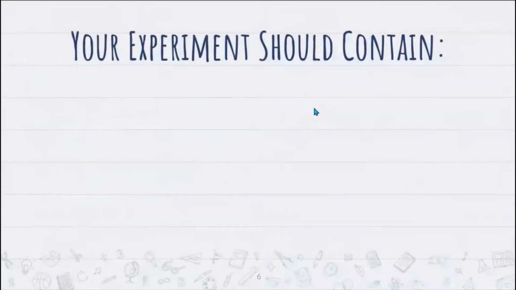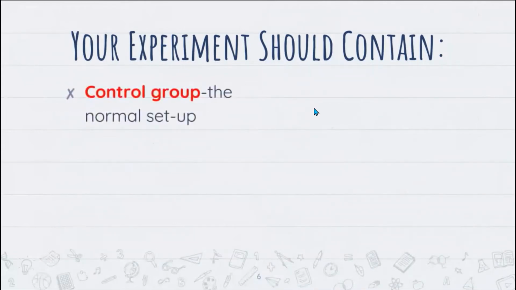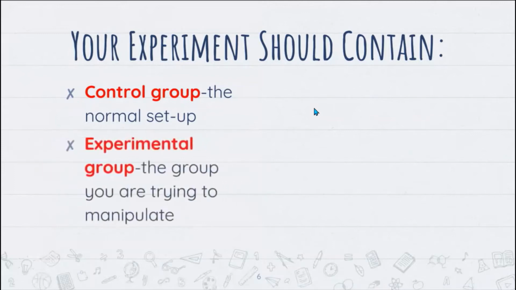Our experiment should contain the following. There are two groups that we need to identify for us to conduct our experiment scientifically. The first group is the control group. The control group is the normal setup, also known as the typical setup. That is where you will not apply any factor that you want to test. On the other hand, we have the experimental group. The experimental group is the group that you're trying to manipulate. That is the group where you are going to apply your experimental variables.